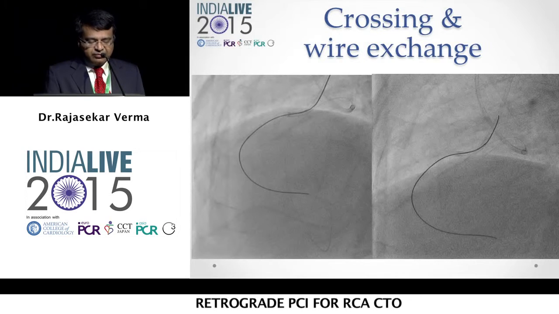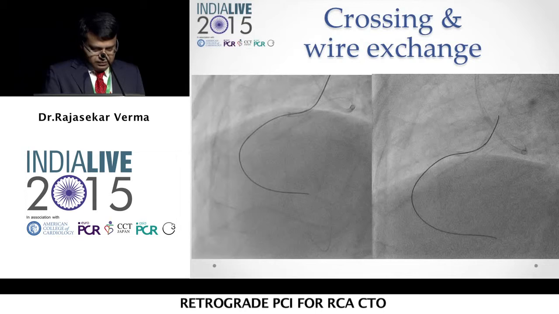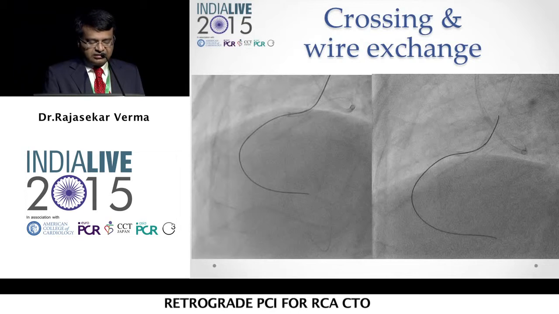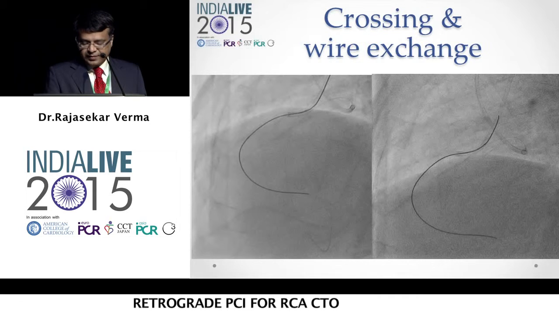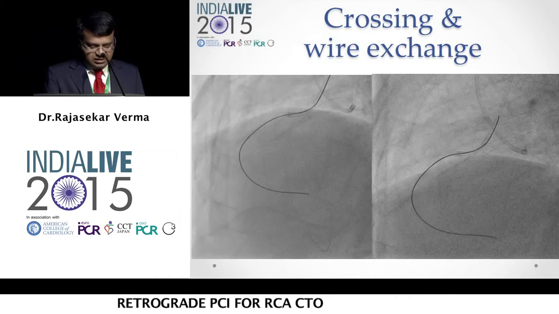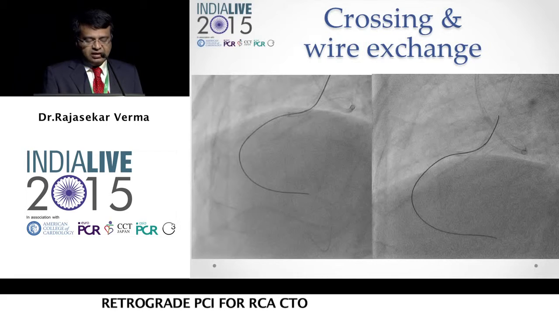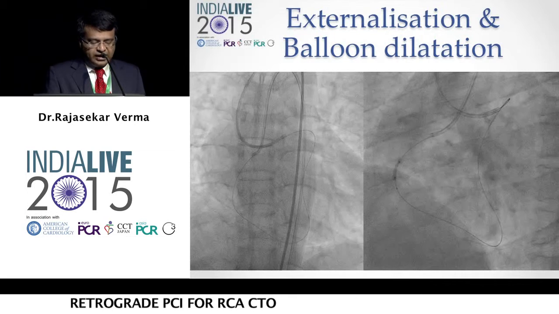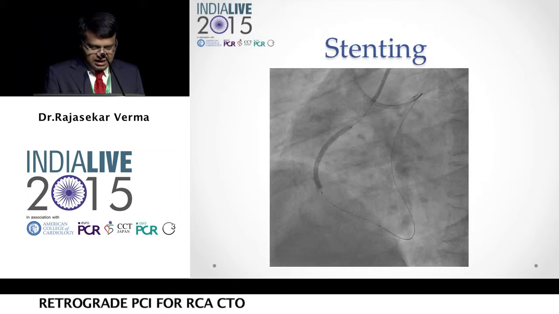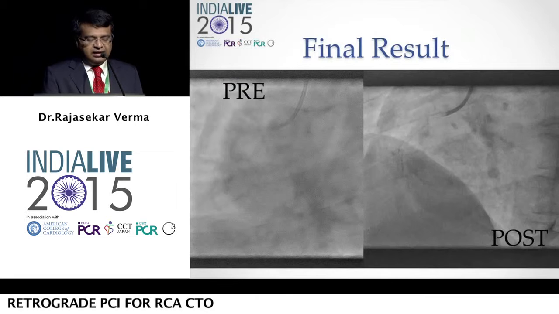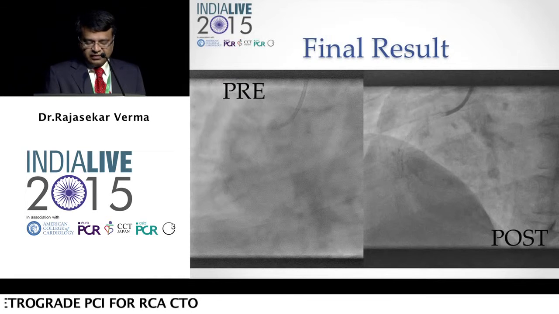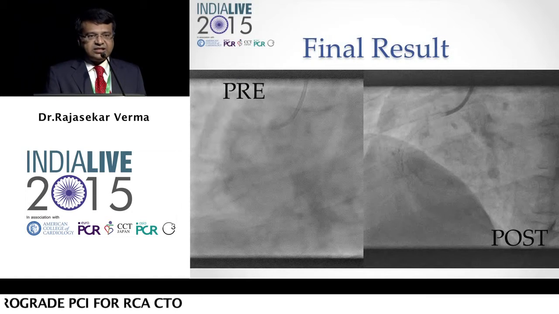Subsequently, the wire was trapped with a balloon, and the microcatheter was tracked into the guide on the right side. Subsequently, the Miracle guide wire was exchanged to a 330 centimeter wire, which was externalized. Antegradely, a balloon was tracked, and serial balloon dilatation was done, followed by stenting. And there you have the final result with a good recanalization of the CTO.